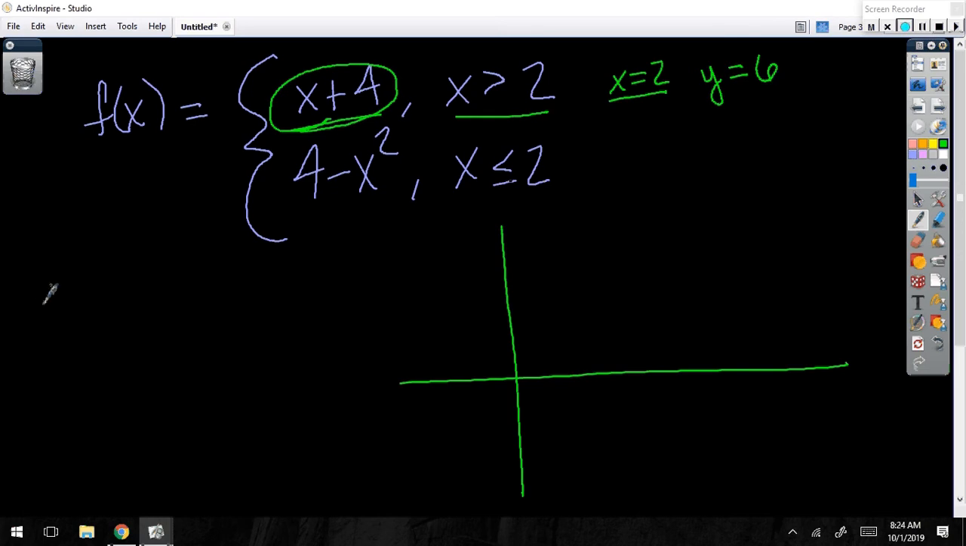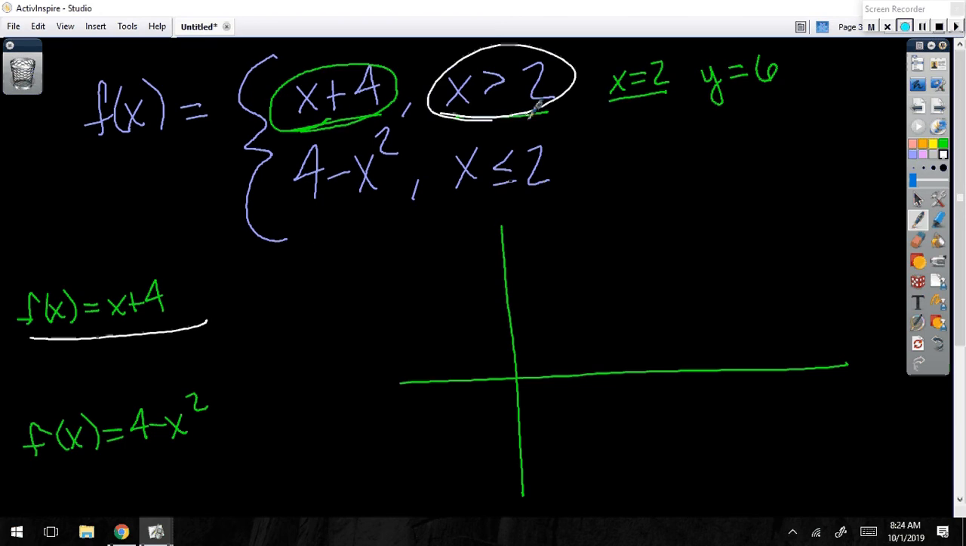So this is two different equations. This is saying f of x equals x plus 4. And the second one is saying f of x equals 4 minus x squared. Okay, I'm explaining. F of x equals x plus 4. I'm breaking them out, okay? But this is only true when x is greater than 2.